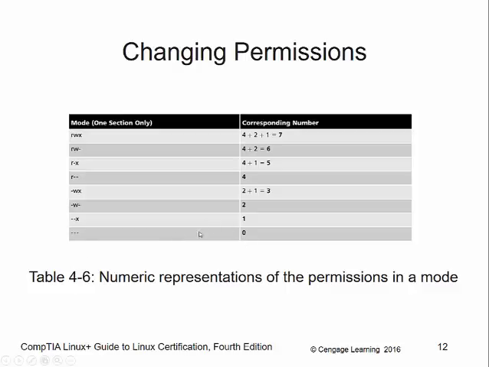Notice down here at the bottom, if I assign a value of 0, I take away all permissions from that particular part of the mode, the user, the group, or everybody else. So using chmod with an octal representation of each of the permissions allows me to really explicitly do this.